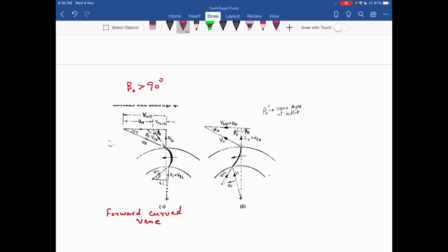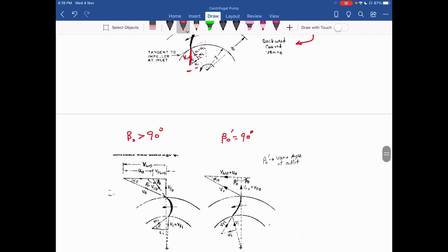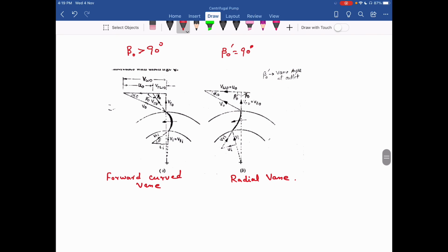Okay. If beta O dash equal to 90 degree, so that is called radial vane. Okay, that is called radial vane or radial curved vane. Okay, these are three different shapes of vanes of the impeller in case of centrifugal pump. Now, next we see the relation for energy transfer. So this is my diagram A, this is B, and this is C.